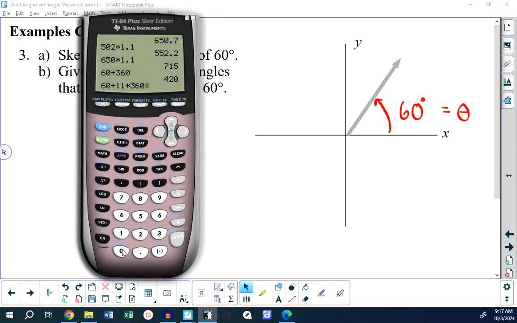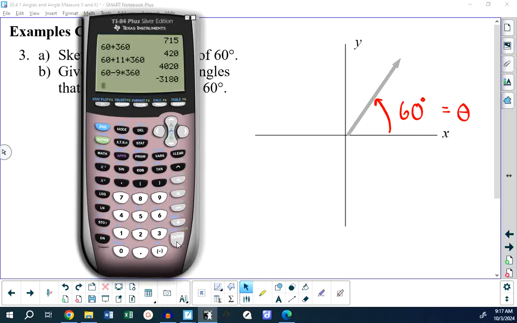I'm saying go to 60 degrees and look at that location, that terminal arm, but now add to that rotation of 60 degrees 11 full revolutions. And I'm going to be back in the same place. This is coterminal. But if you add or subtract multiples of a full revolution, multiples means a whole number multiple, right? You're going to get coterminal angles.